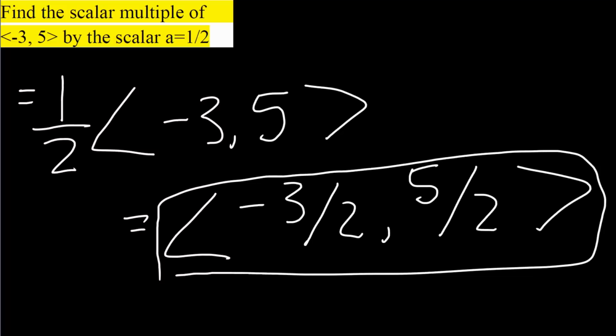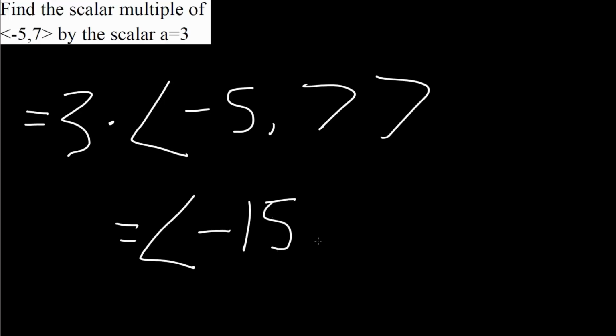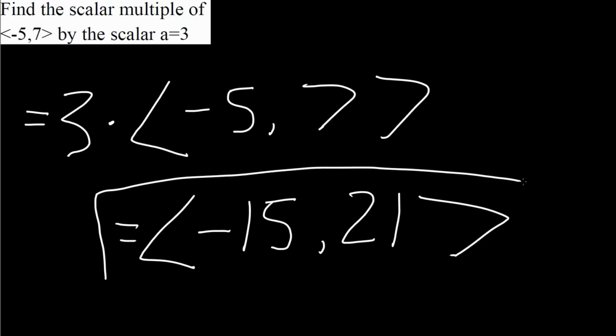And the second question is very much similar. And so for this problem, we want to find the scalar multiple of the vector -5, 7 by the scalar a is equal to 3. So we do something very similar. So we say equal 3 times the vector given. So that's -5, 7. And so what we would get is 3 times -5 is -15, 3 times 7 is 21. And so this would be the answer, and we could just box it in.